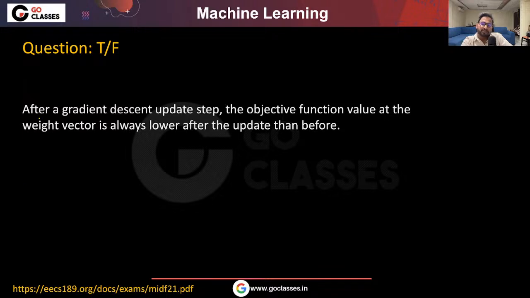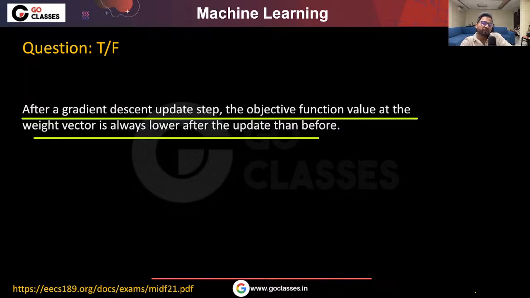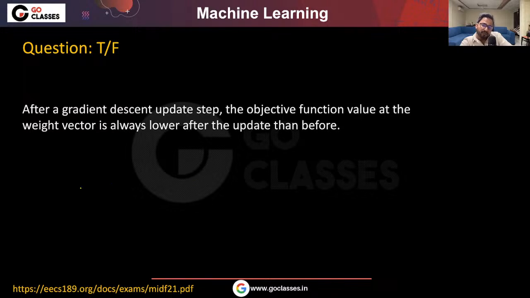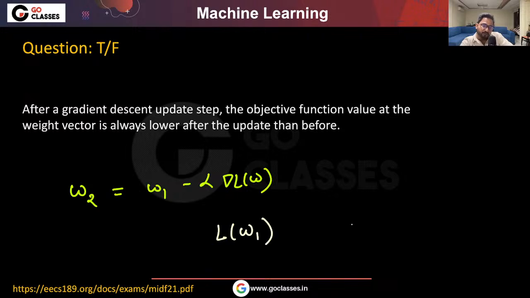So let's see what this question is saying. After a gradient descent update, the objective function value at the weight vector is always lower than before the update. So once you update it, let's suppose w2 equals w1 minus alpha times grad f(x). Maybe let me write it in loss function way. They are asking that if you're updating, then this is your loss before and this is the value of loss after, or the value of the objective function, need not be loss, any objective function.